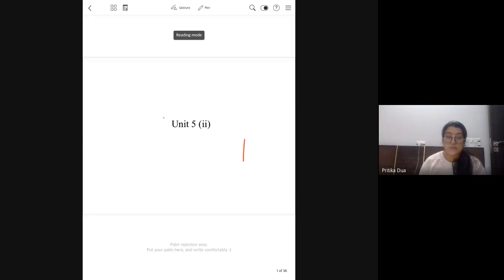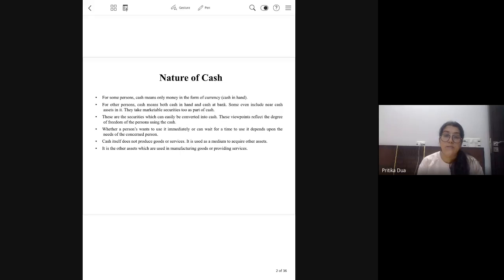So we'll start with that. First is the meaning of cash. Now cash as a term has different interpretations. If we talk in terms of a layman, for a layman, cash may be cash in hand. In accounting terms, we say it is equivalent of cash in hand and cash at bank.